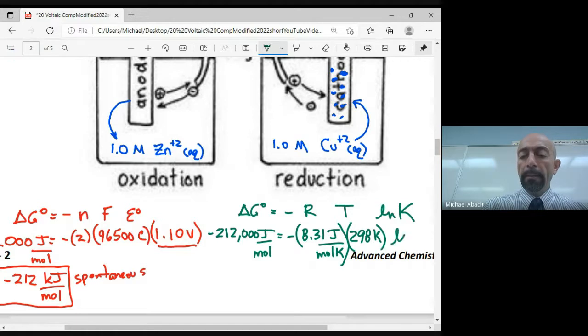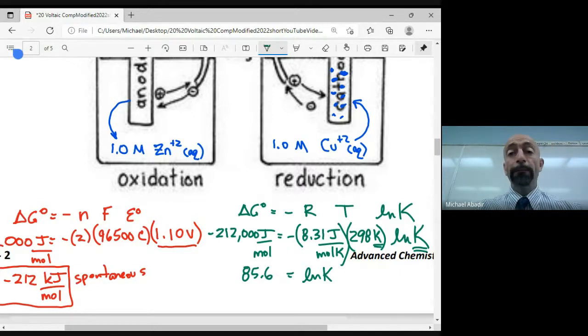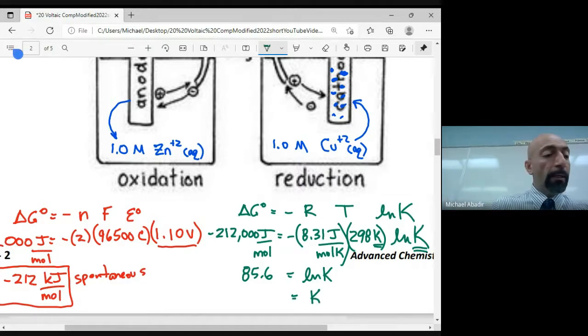And then the ln of the equilibrium constant. So don't get confused with these Ks. This is the equilibrium constant. That's the unit Kelvin. So just be careful. Those are different things. All right, when you do the math, first of all, I wanted to get to this stage where ln K is all by itself, and you're going to have 85.6 as the other side of the equation. And then you have to go shift ln of 85.6. So you're going to get your K to be 1.51 times 10 to the 37th power.